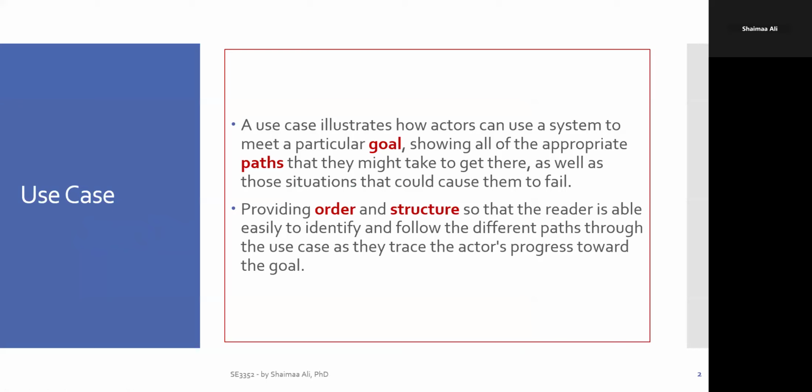Okay, so we're still talking about a goal. Here you can see we're still talking about the goal. But now we're not just giving a very brief statement. We are talking about the different paths and the details that provide the order and the structure in which the user needs to go through in order to achieve that goal.